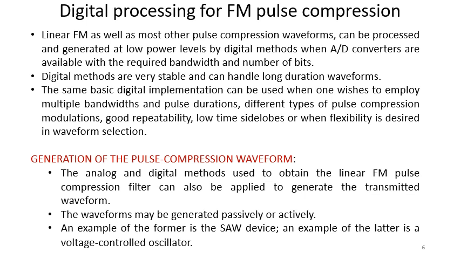Let us consider the generation of pulse compression waveforms. The analog and digital methods used to obtain the linear FM pulse compression filter can also be applied to generate the transmitted waveform. The waveforms may be generated passively or actively. An example of the former is the SAW device. An example of the latter is the voltage controlled oscillator.